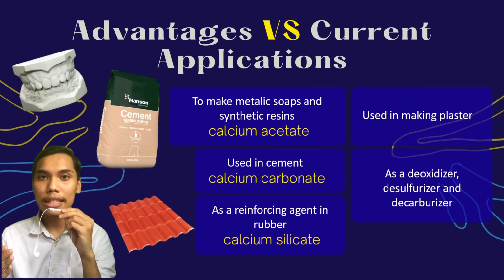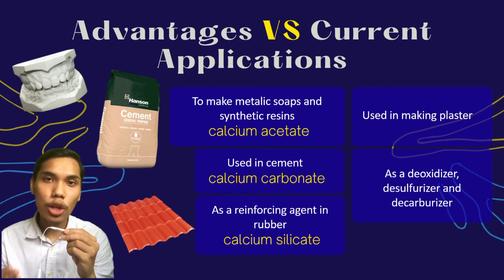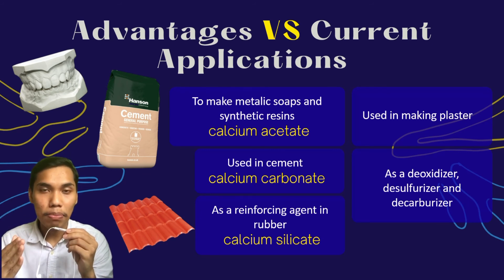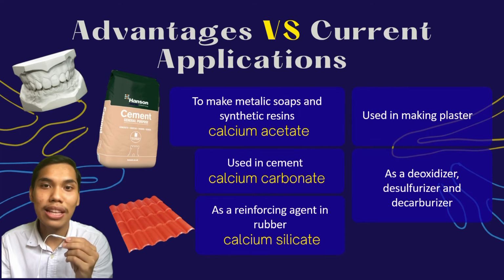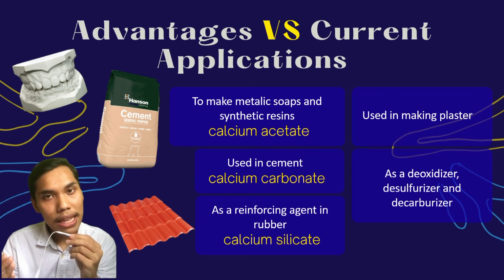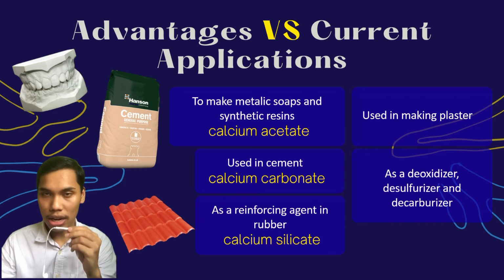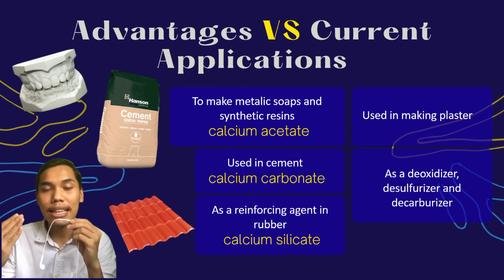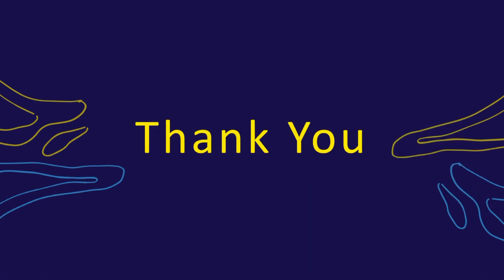We continue to discuss further the advantages and the role of calcium metal nowadays. Calcium metal is used in the production of metallic soap and synthetic resin, for example calcium acetate. Calcium metal also contributes to the production of cement. So you can see calcium metal is really important right now. Calcium metal also acts as a reinforcing agent in rubber, for example calcium silicate. Not only that, it also acts as a plaster and as a deoxidizer, desulfurizer, and decarburizer.